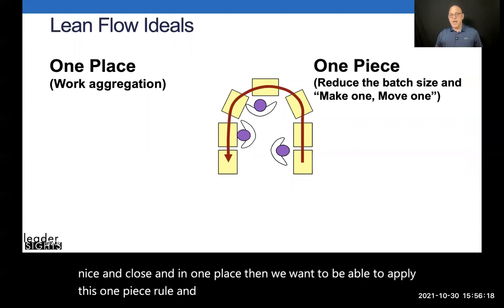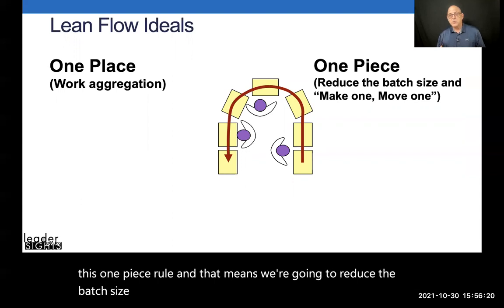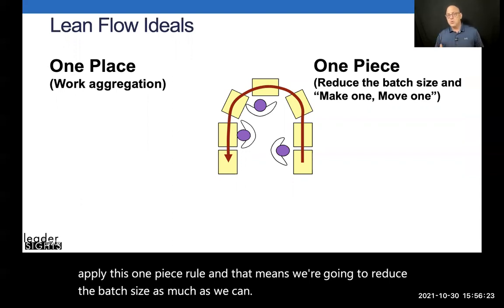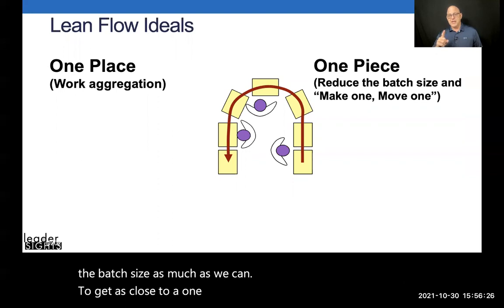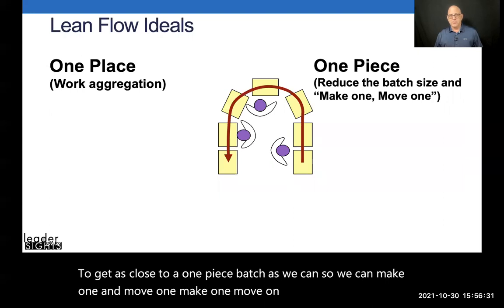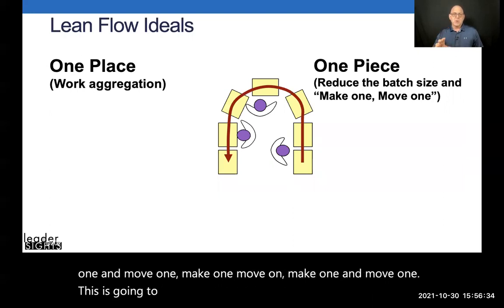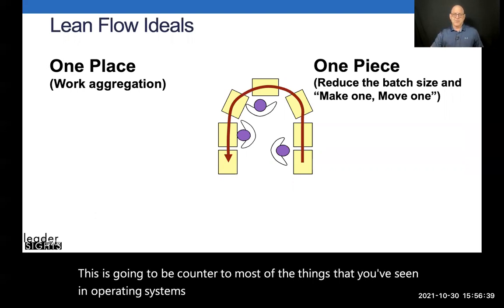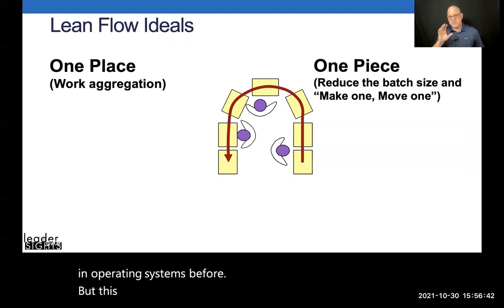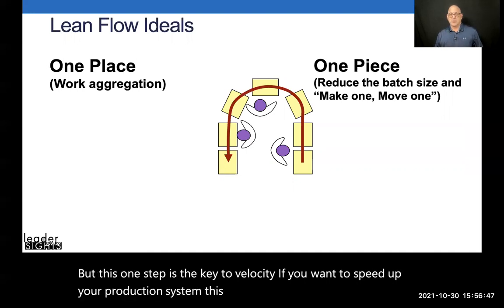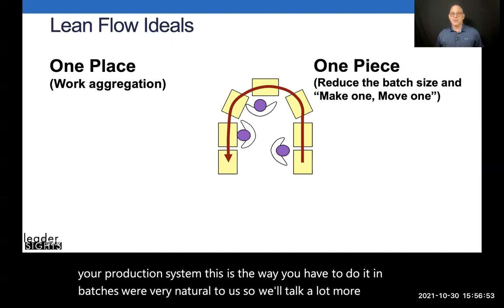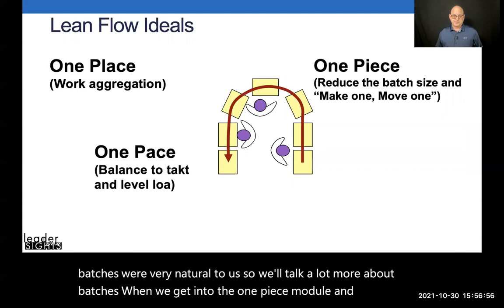And that means we're going to reduce the batch size as much as we can to get as close to a one piece batch as we can, so we can make one and move one, make one, move one, make one, and move one. This is going to be counter to most of the things that you've seen in operating systems before. But this one step is the key to velocity. If you want to speed up your production system, this is the way you have to do it. Batches are very natural to us, so we'll talk a lot more about batches when we get into the one piece module in module 13.